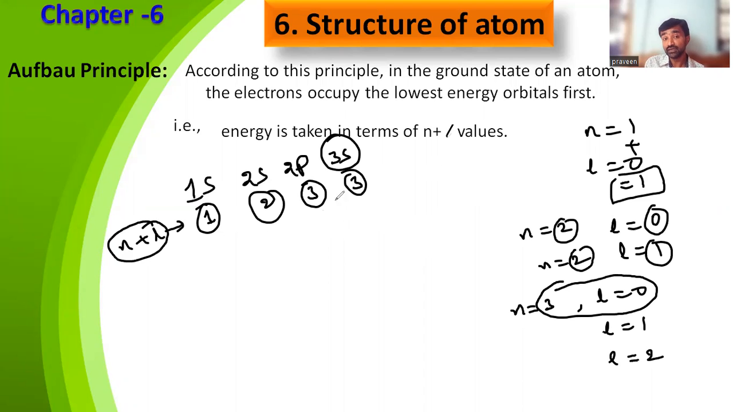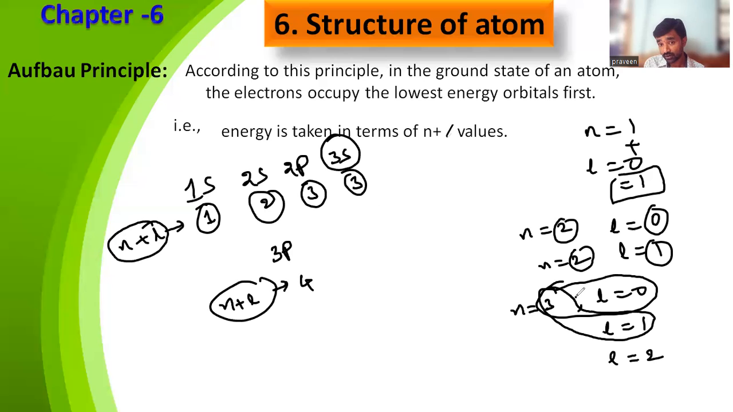Right? Then after 3s, the 3 and 1 combination. So the 3 and 1 combination gives you 3p. So for 3p, what N plus L value can I assign here? The N plus L value is 3 plus 1, which is 4. Right? Next, I'm going for the 3 plus 2 combination here. So 3, 2. 3, 2 is SPD, so 3D. Its N plus L value is 3 plus 2, 5.